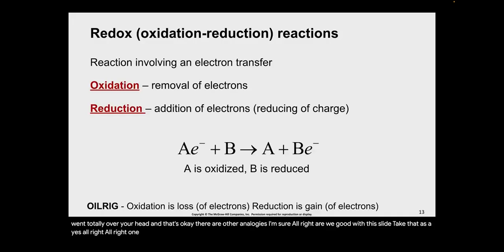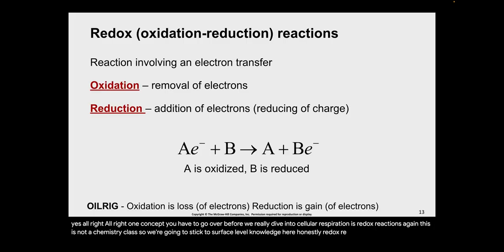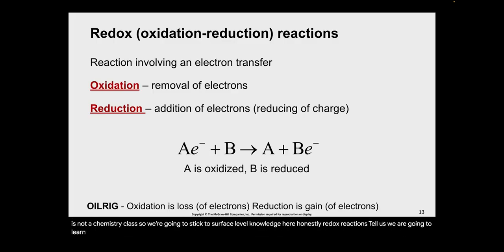All right, one concept we have to go over before we really dive into cellular respiration is redox reactions. Right? Again, this is not a chemistry class, so we're going to stick to surface level knowledge here. Right? And honestly, redox reactions are not my favorite thing to teach because I think it feels clunky to me. But nonetheless, we are going to learn redox at a very surface level here. So these are reactions involving electrons being transferred, right? So NADH, we know it carries electrons and can transfer electrons. This is involved in a redox reaction.